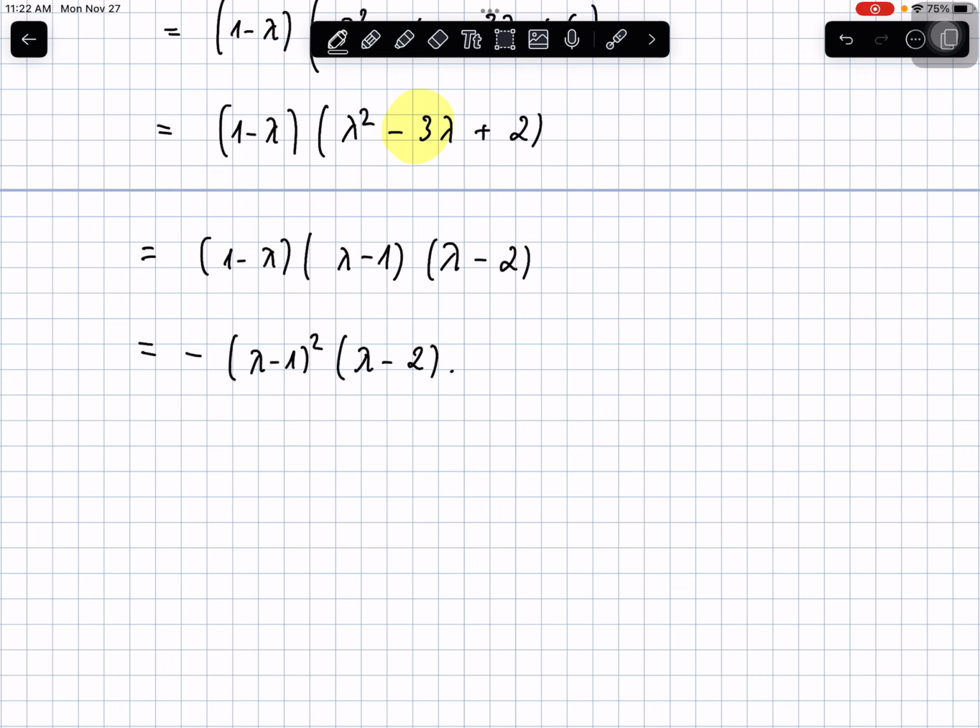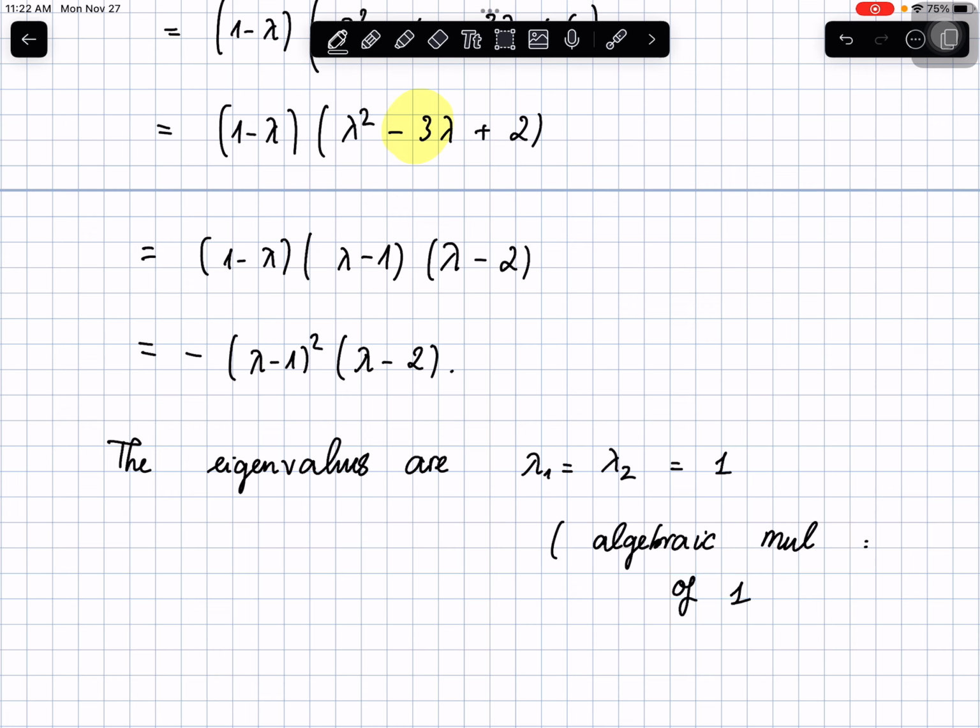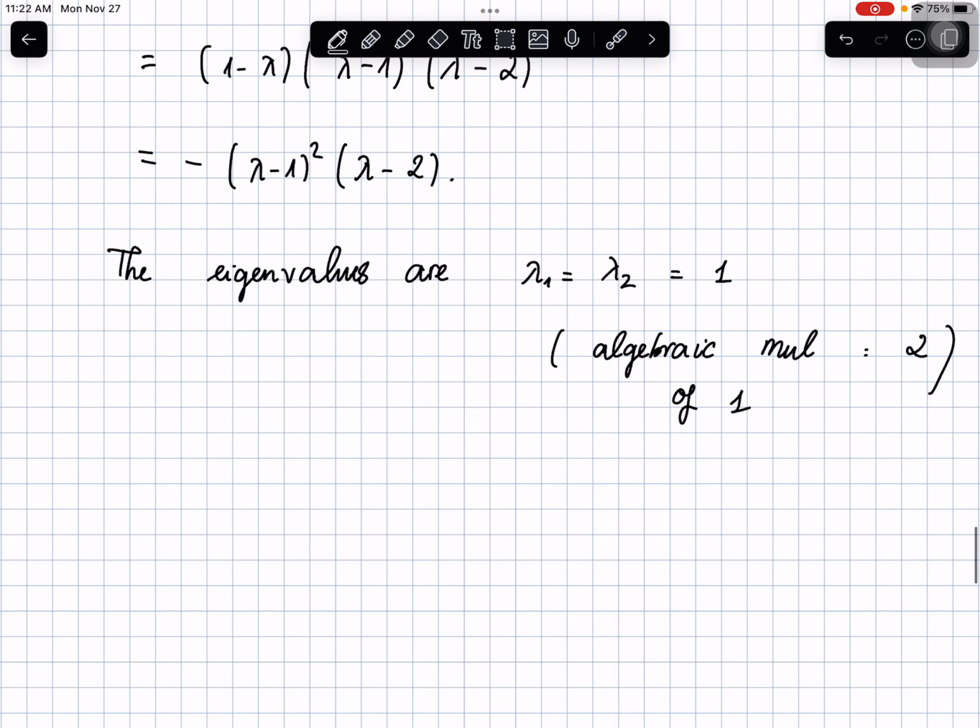So the roots are the eigenvalues. Lambda 1, lambda 2 equal 1, so let's say 1 has algebraic multiplicity of 2, and lambda 3 equals 2. So the algebraic multiplicity of 2 is 1.